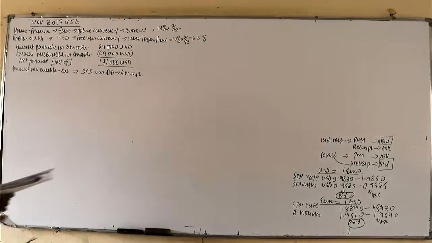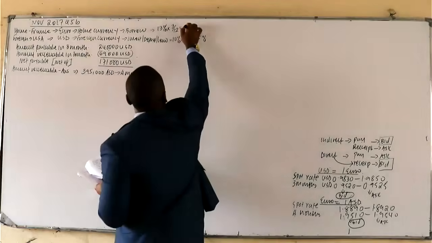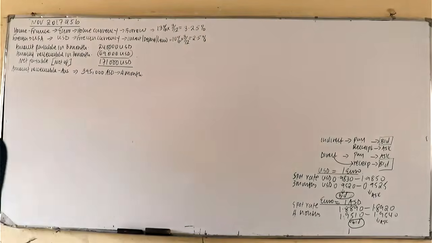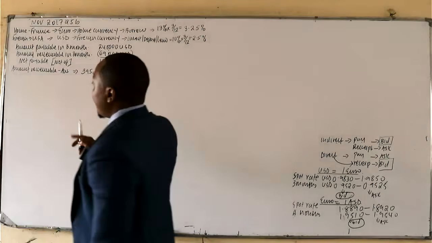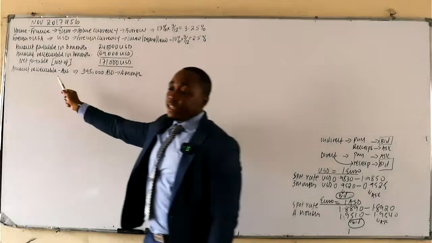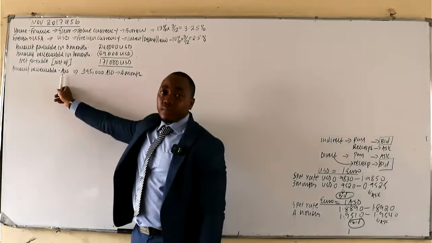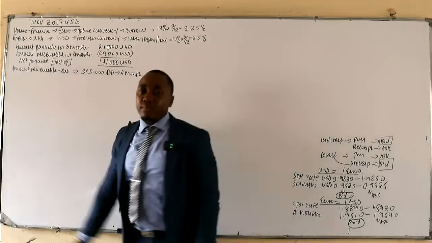So the first one you get is 3.25%. Then also remember, we are also hedging a receivable. We expect to receive some amount from our Australian customer. So this one we are hedging a receivable.